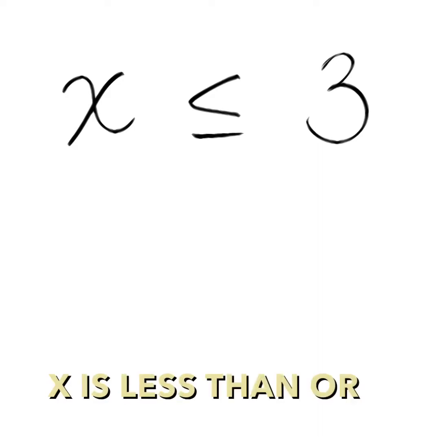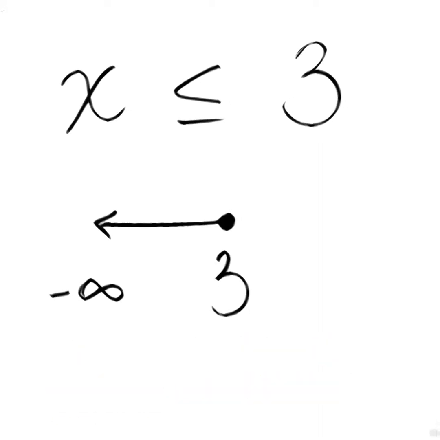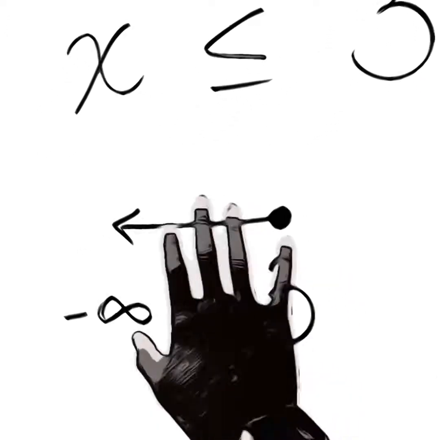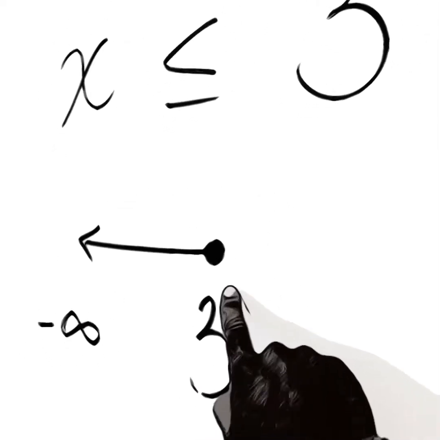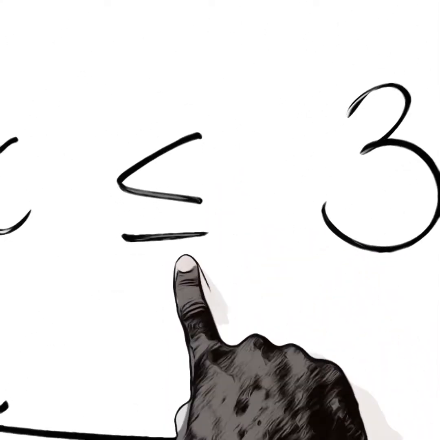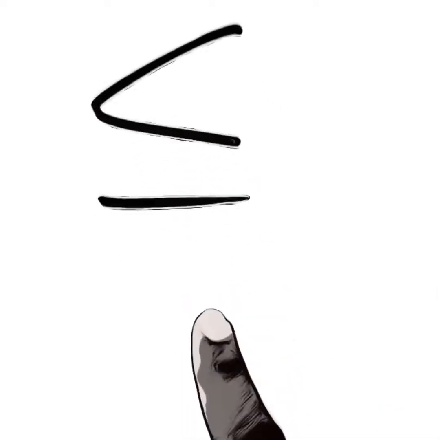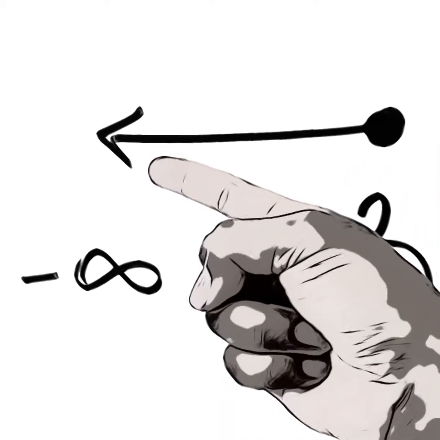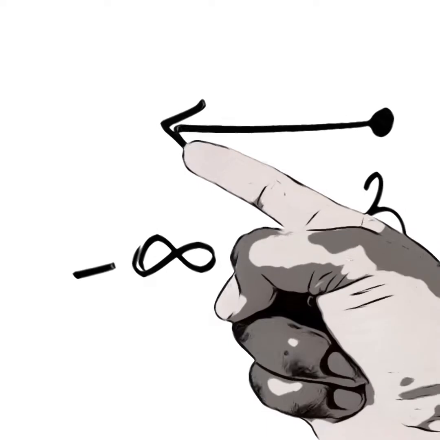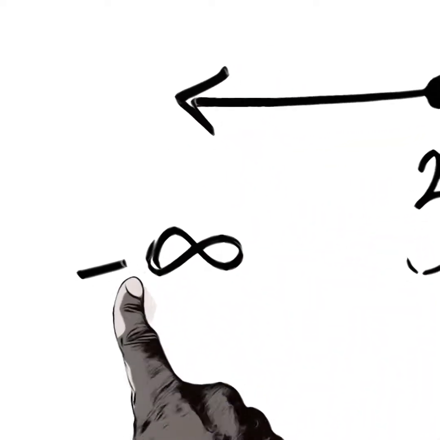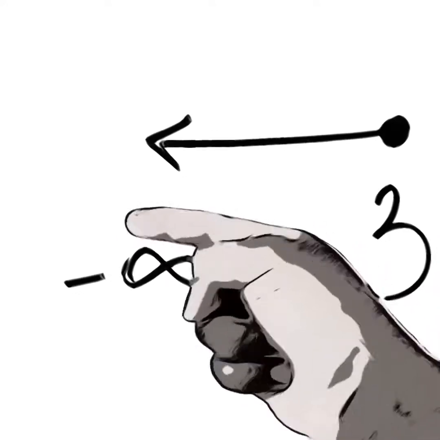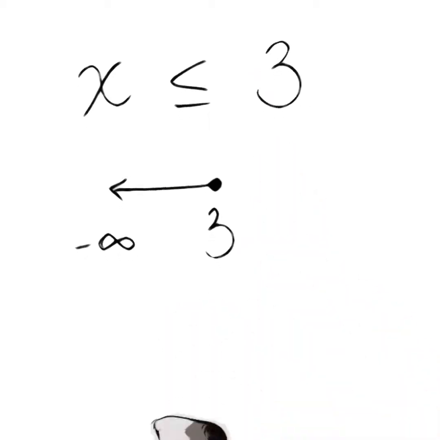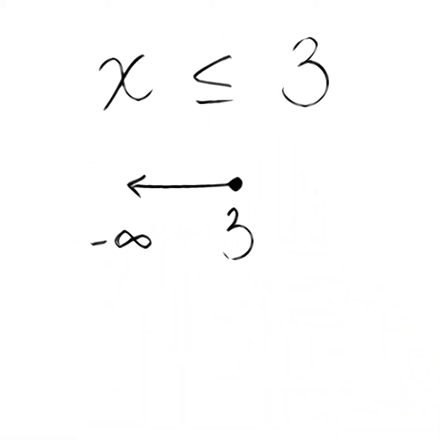X is less than or equal to 3. So the number line that goes along with X is less than or equal to 3 is this one here. Notice here is 3, and I have to close my dot because of this symbol. Less than or equal to closes your dot, and I know anything less than 3 goes in that direction. Now, because it doesn't tell us where we're stopping, remember, this goes on forever, and forever in this direction is negative infinity. X is less than or equal to 3, and this is what it looks like on a number line.